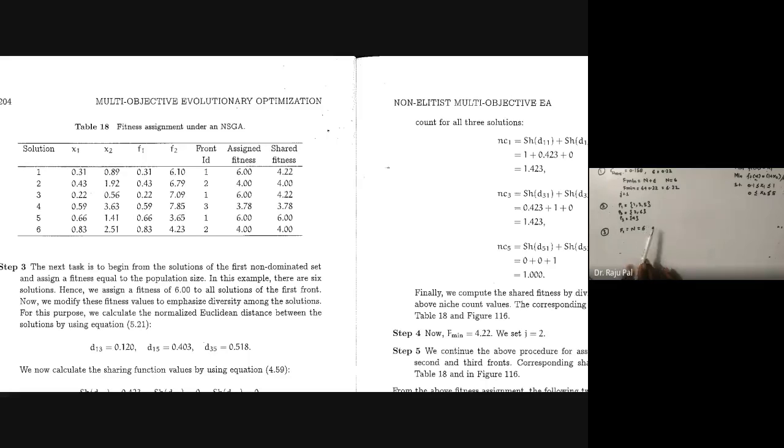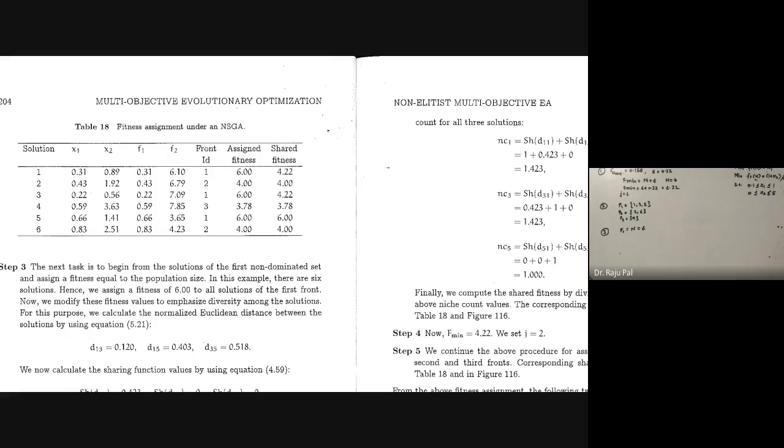Once the fitness for the first front solutions has been assigned, we need to care about the crowding distance also in NSGA. The solutions which are less crowded need to be emphasized more to maintain diversity. This is the idea. So for calculating the crowding distance, we need to calculate the niche count and assign the shared fitness value. Shared fitness is the actual fitness which needs to be assigned.